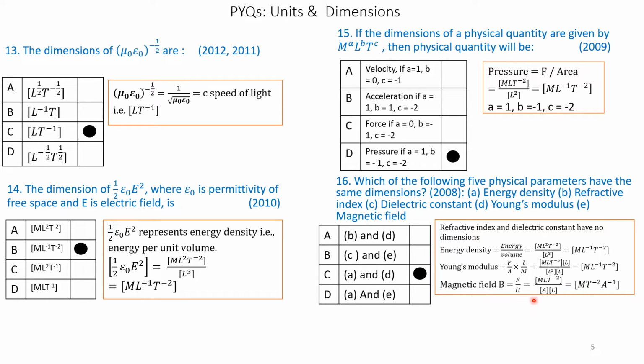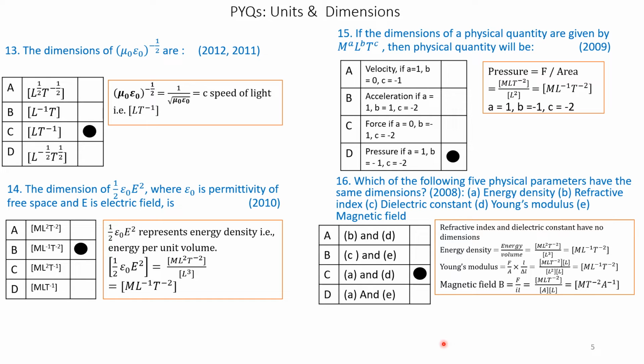Young's modulus is force per unit area into L over delta L. Force is M L T to the power of minus 2, divided by area, which is L square. This L is L, delta L is once again L. So L and L get cancelled, leaving one L, giving M L to the power of minus 1 T to the power of minus 2. So Young's modulus has dimensions M L minus 1 T to the power of minus 2.